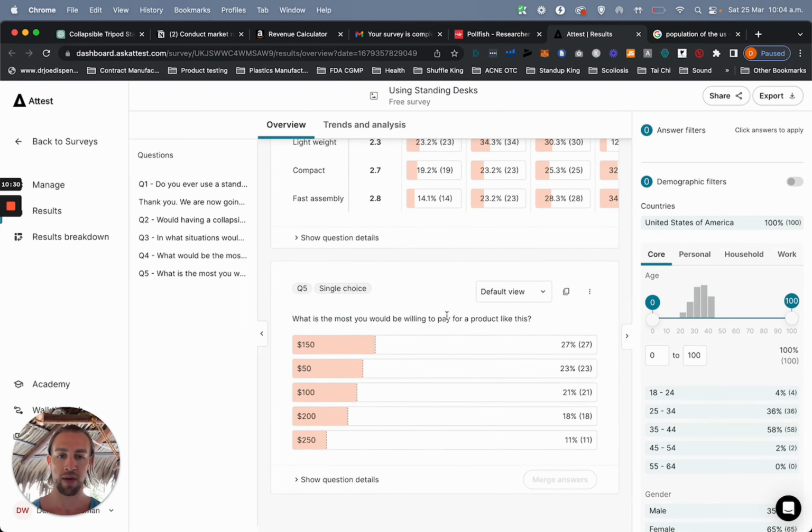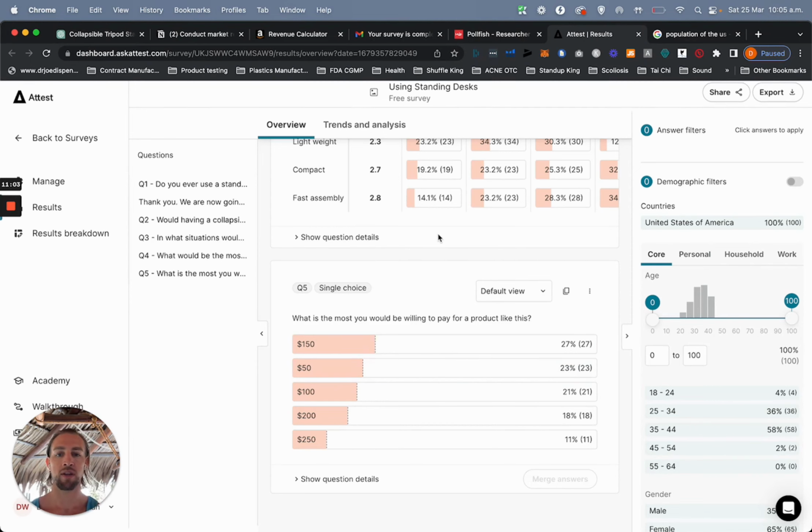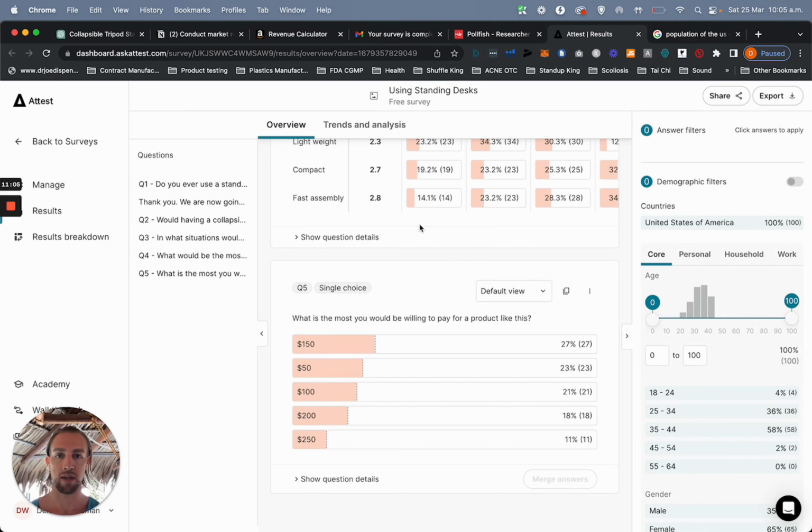What is the most you'd be willing to pay for a product like this? So the most you'd be willing to pay: 11% said 250, 18% said 200, 27% said 150, 21% said 100, and 23% said 50. So basically, half of the people said they'd pay 150 or above. That's also really good info to have because that's going to drive some of the decisions in the next video, which is what to sell it for and figuring out what the profitability of this product can be.